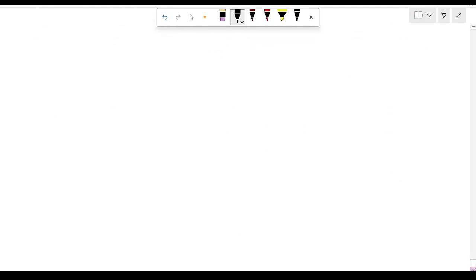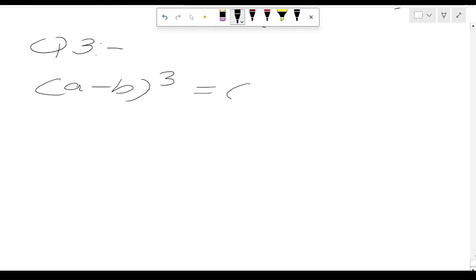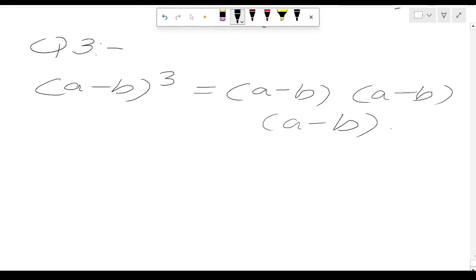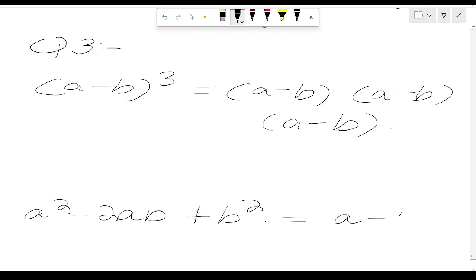Now let's move on to question number 3. Question number 3, it's exactly the same. We have (a minus b) whole cube. What is (a minus b) whole cube equal to? So we will just write a minus b 3 times. After writing it 3 times, then in the second part we have a quadratic expression, which is a square minus 2ab plus b square, also equal to (a minus b) whole square, the second identity that we learned.